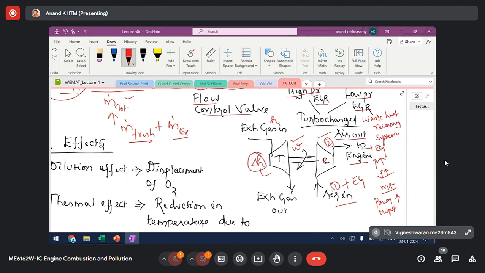Which one do you prefer? Sir, high pressure should be better. On what basis? Because if you are entering more air before the compressor, it has to do more work. So probably that will lead to a loss of efficiency. That is my understanding. Okay. Anything else? Any other problem with low pressure EGR, that is mixing exhaust gas here? Does it create any other problem?